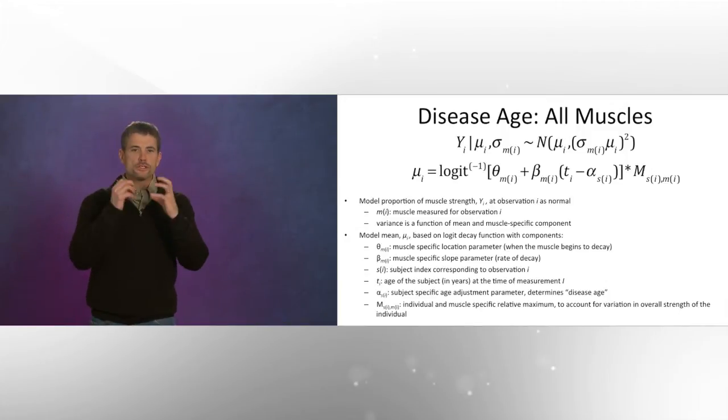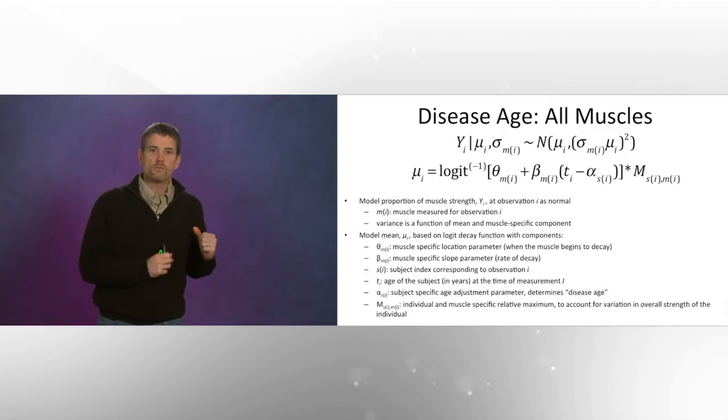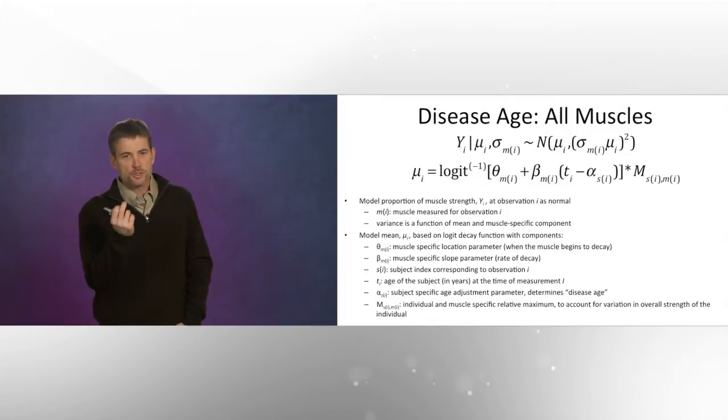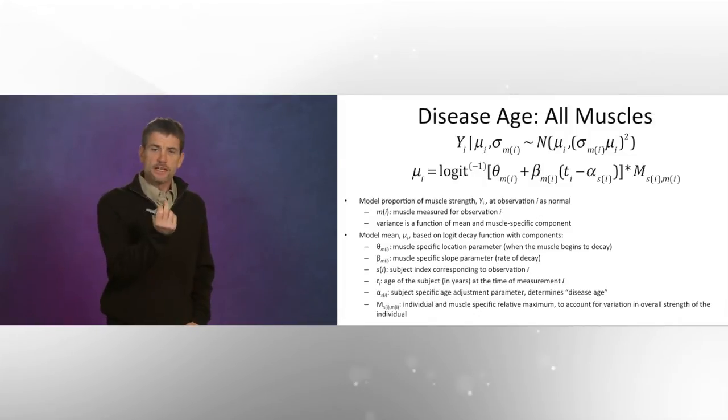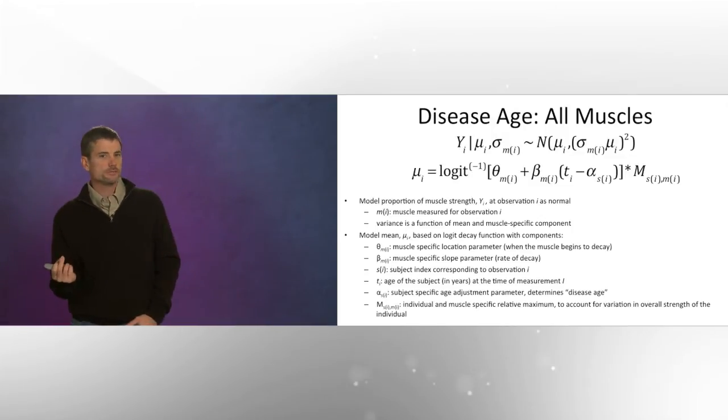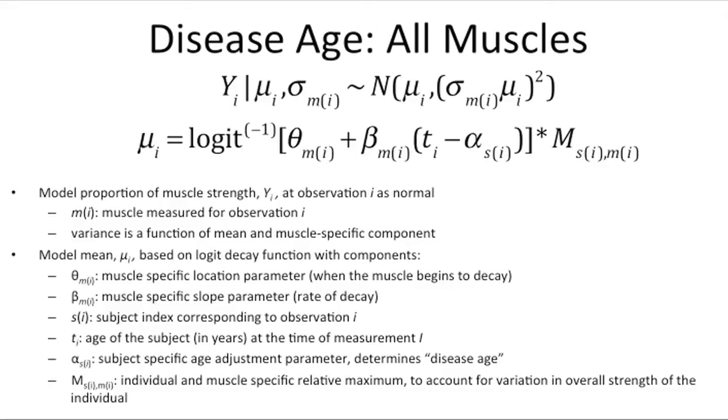Now we're going to put it all together. There's no reason to use disease age based on one muscle. We jointly estimate a common disease age parameter for each individual that's a function of a logistic decay model for every muscle. It's dictated by a slope beta, for every muscle has its own slope. They all decline at different rates, and they all have a different intercept depending on at which point in the disease age do they decline.